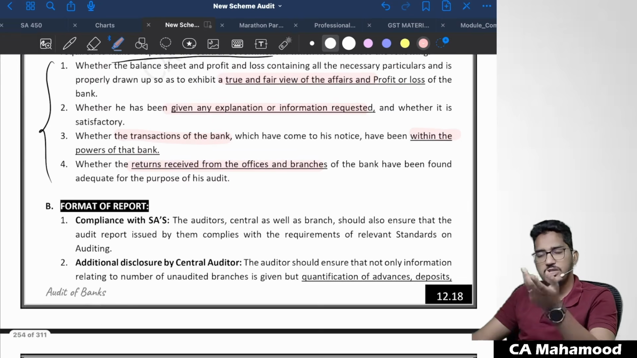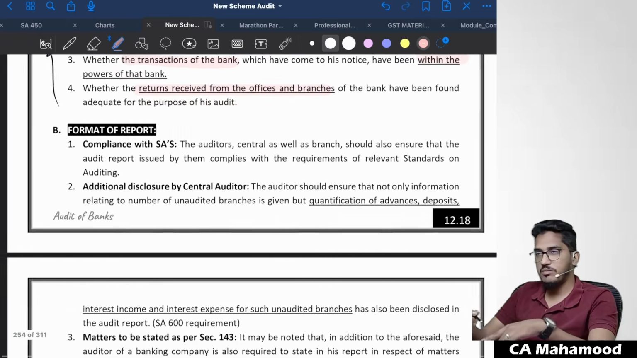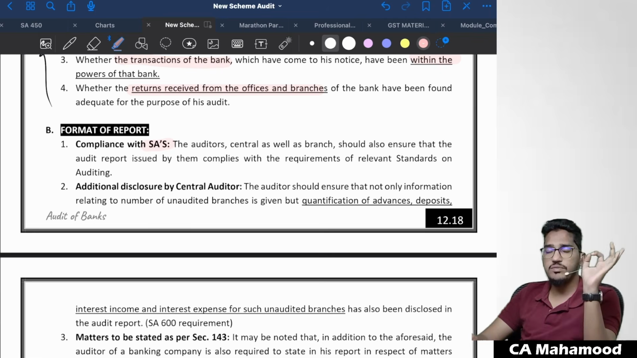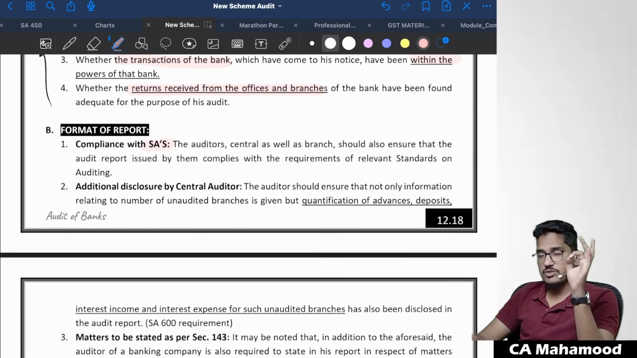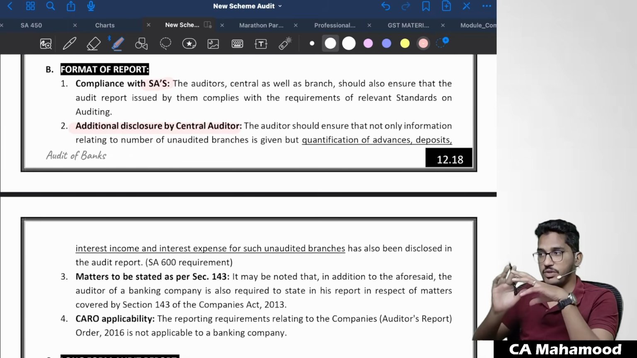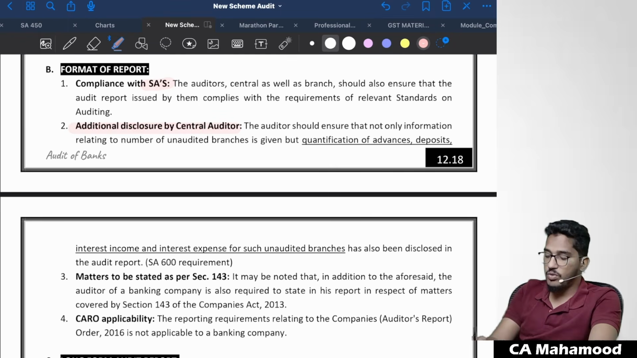And in addition to that, you have to prepare the normal audit report. What should be the format of the report? You have to prepare the report as per standards, nothing but the 700 series of standards you have to follow. Even in the case of audit reports of banks, you have to prepare that audit report as per standards on auditing. And in your audit report, you are required to give one more disclosure. If you are a central statutory auditor, in the audit report which you are giving for the bank, you have to add one more disclosure.